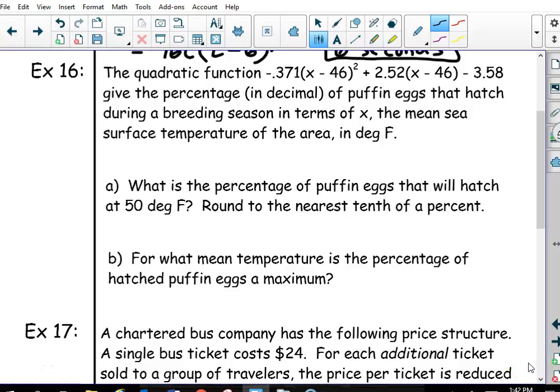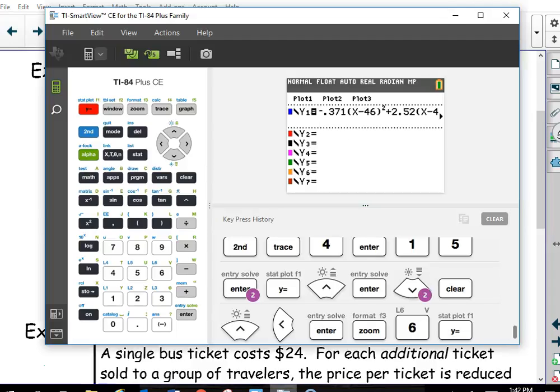All right, like I said, you will need a graphing calculator for this problem. And so I'm going to show you how to navigate this because these problems show up on the quiz for this section. So they give us this function, you can see that in the top line, that gives the percentage in decimal of puffin eggs that hatch during a breeding season in terms of the mean sea surface temperature, which is our variable x. So I set this equation up in y1 on the graphing calculator.